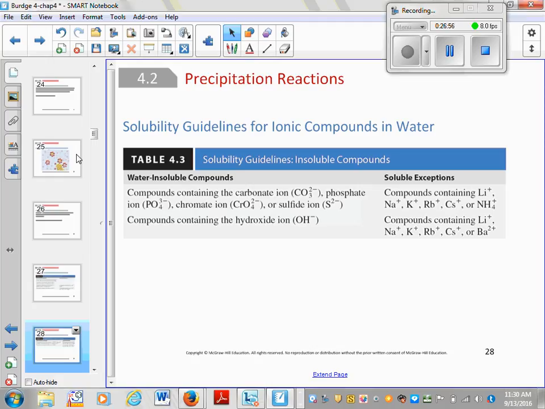So barium's in column 2, so if I have Ba(OH)2, that's water soluble. Mg(OH)2, on the other hand, is not. And we find magnesium hydroxide if you go to the grocery store or the drugstore, Phillips' milk of magnesia. That's what magnesia stands for, magnesium.